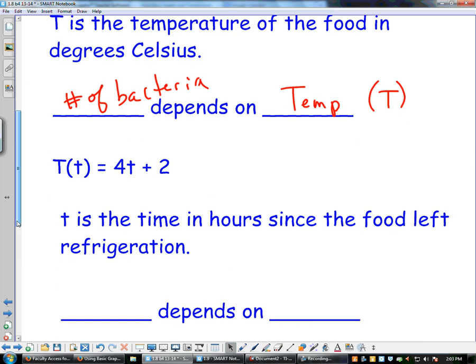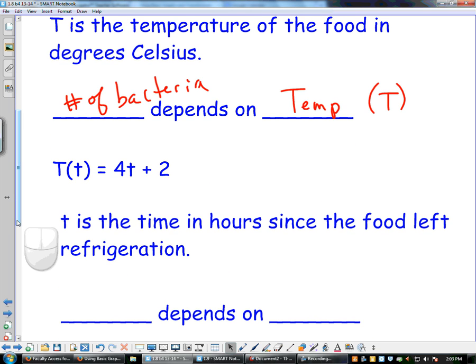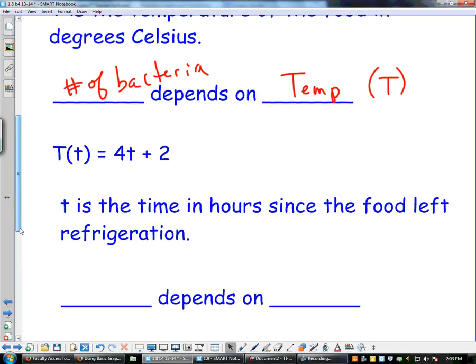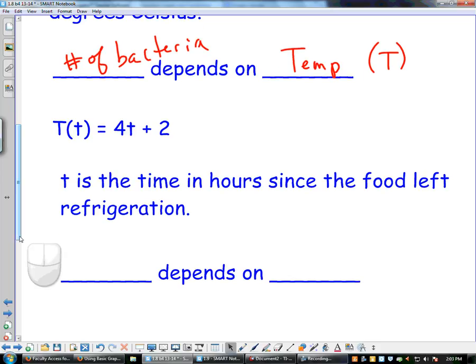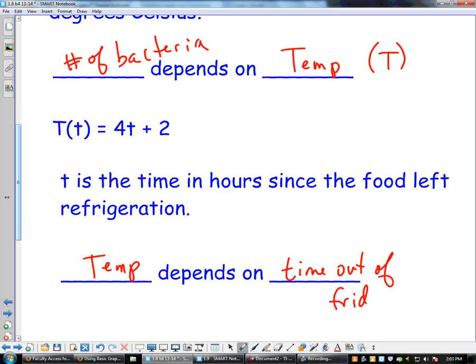All right, here we have our equation for temperature related to time, where we're using lowercase t for the time. So what depends on what? Does the temperature depend on the time it's been out of the refrigeration, or does the time it's been out depend on the temperature? All right, the temperature depends on the time. Temperature depends on the time out of the fridge.